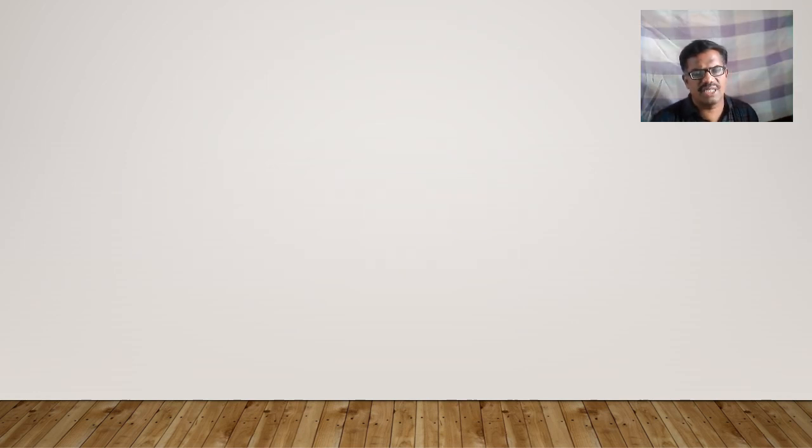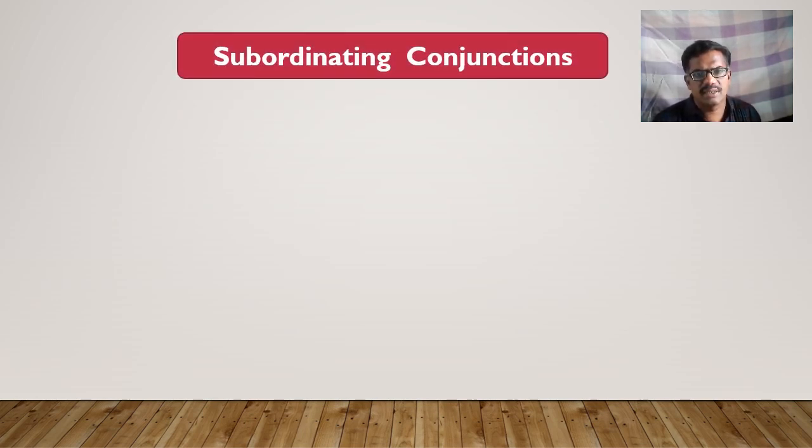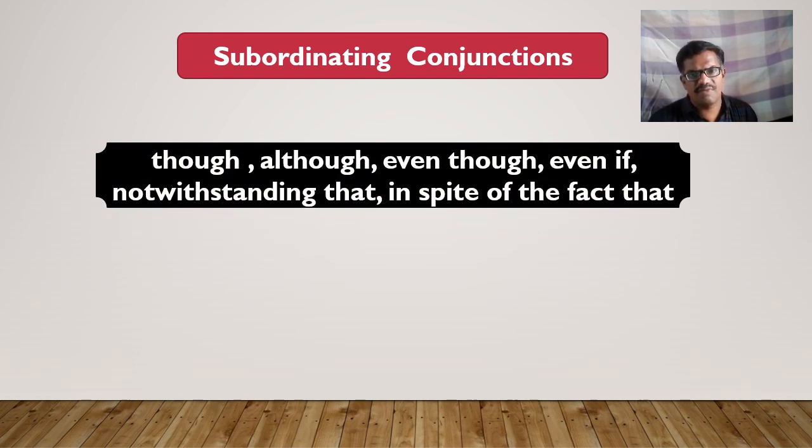So far you have seen how the coordinating conjunctions can be used for expression of the relationship of contrast that is present between the two ideas. Now let us see the subordinating conjunctions, how these conjunctions can be used for joining the two ideas that have the relationship of contrast.